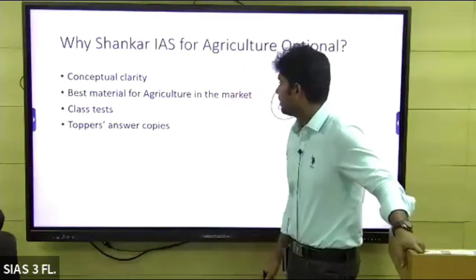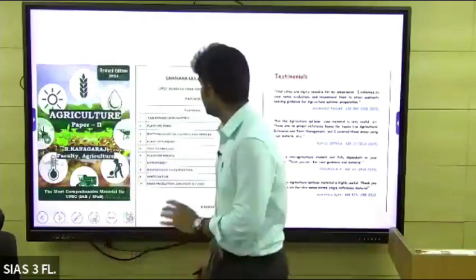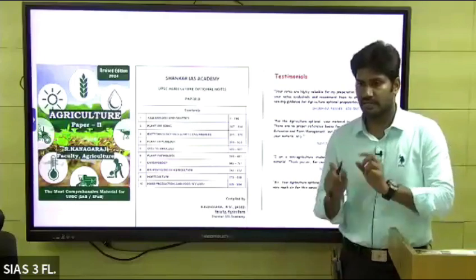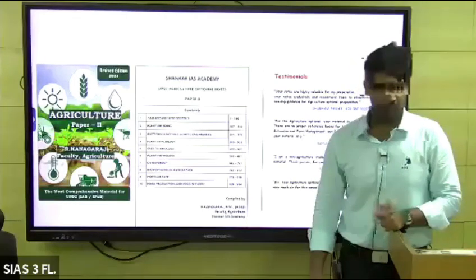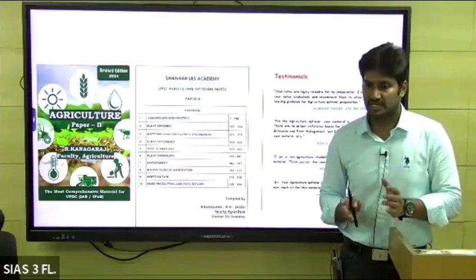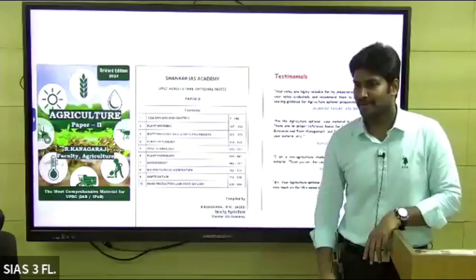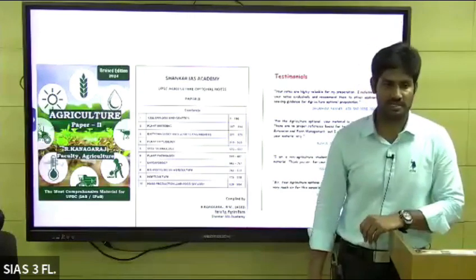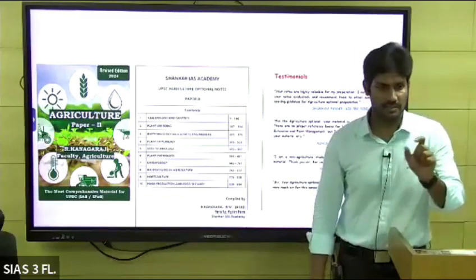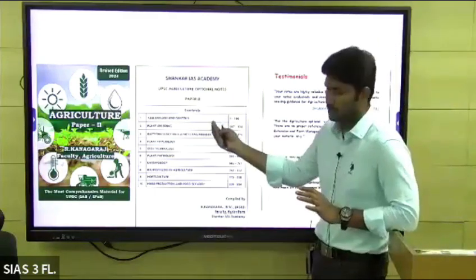And regarding the material, I have compiled a single material for the entire agriculture. Earlier, 3 years back, I only recommended standard reference books for agriculture optional. But in agriculture, one main problem is there are 20 subjects in our syllabus. In college we would have studied 70 subjects, that is different. But in our agri optional UPSC syllabus, there are 20 subjects. So you have to refer more than 10 books to cover the 20 subjects, right? So I prepared a comprehensive material for the entire agriculture for both paper 1 as well as paper 2.